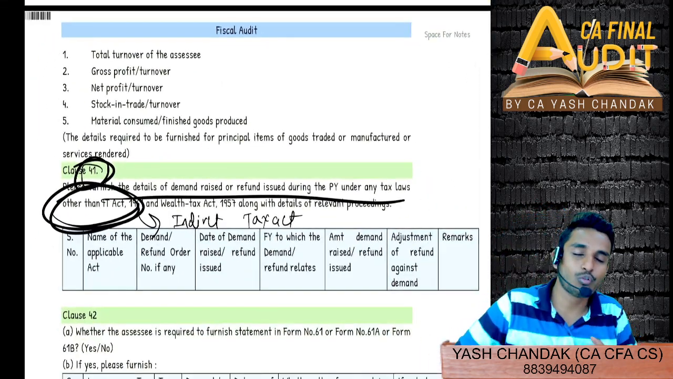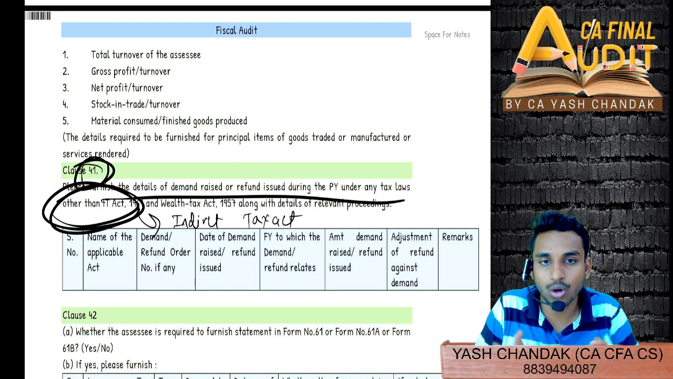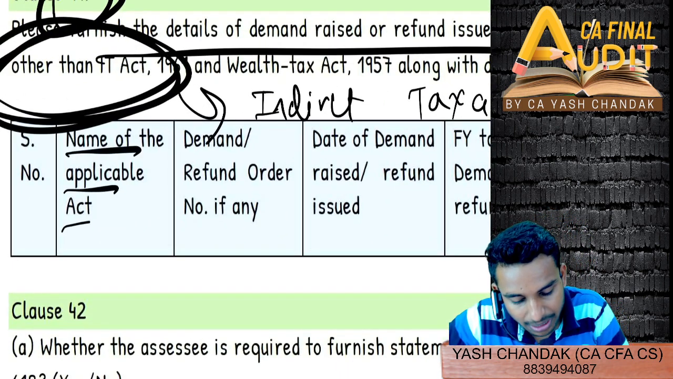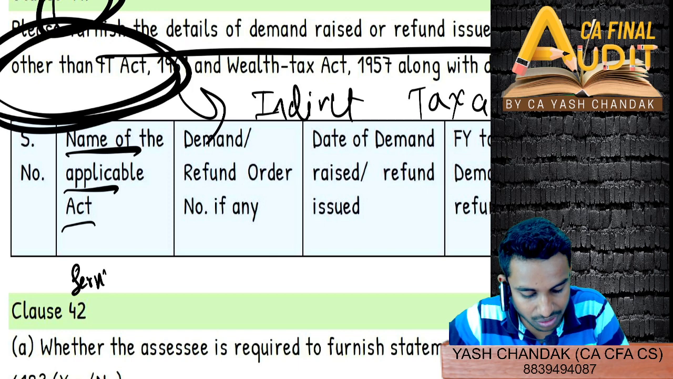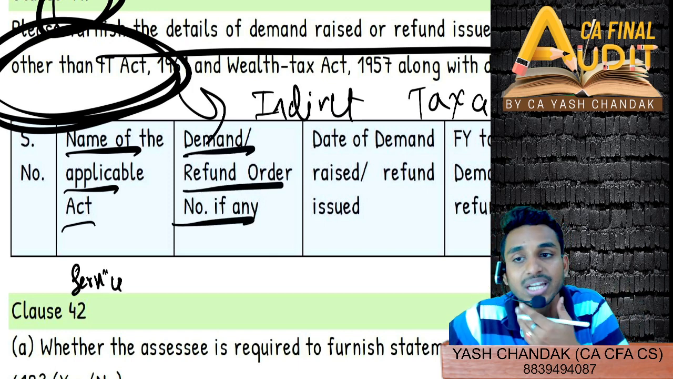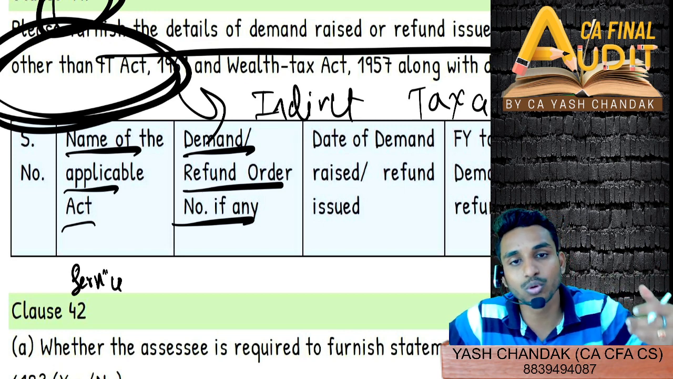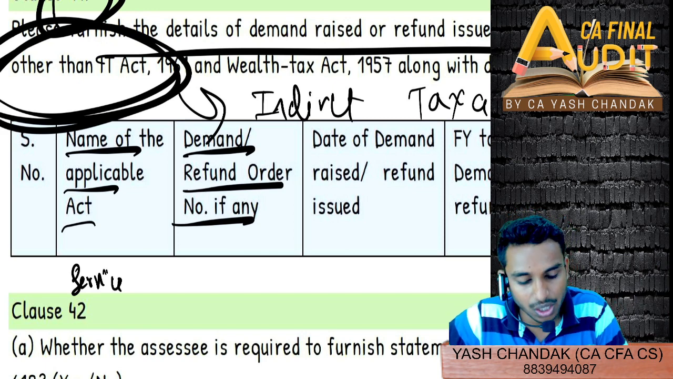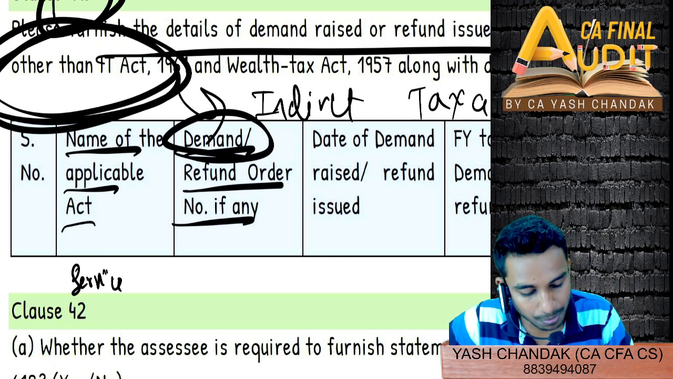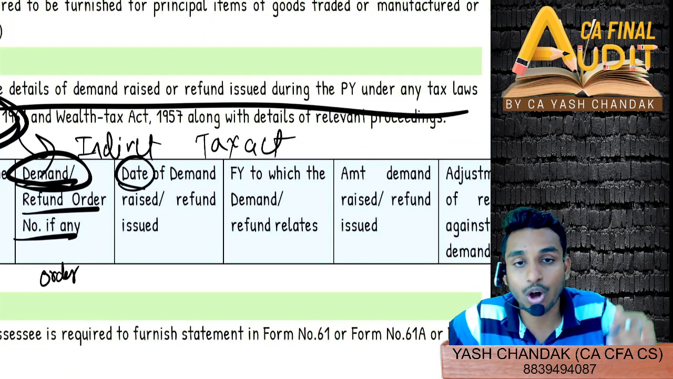Clause 41 tells you what? Like I said, VAT audit, service tax audit, till now they are being conducted. So you have to specify the name of the applicable act, suppose Service Tax Act, and the demand and refund order number. They'll raise certain demands that you have not paid service tax on this amount, you have to pay this much amount. They'll raise certain demands or they'll issue a refund. Whatever the demand or refund, they will issue an order number. So you have to specify the order number here. Then the date of demand raised, the order date.